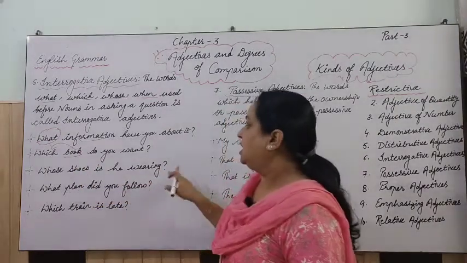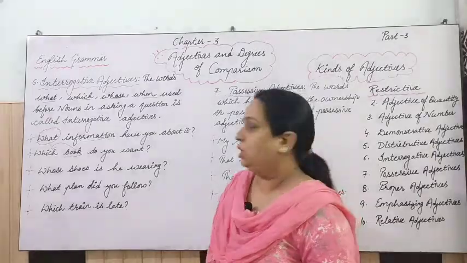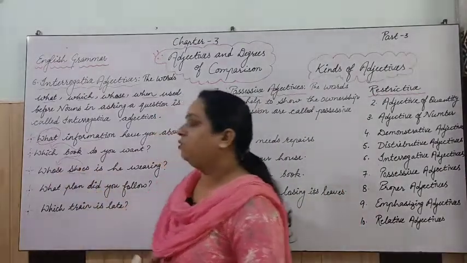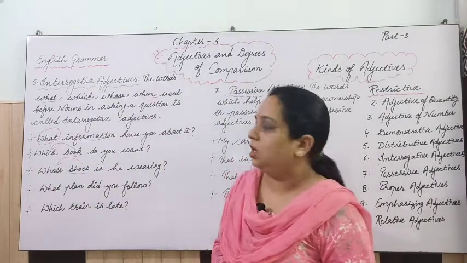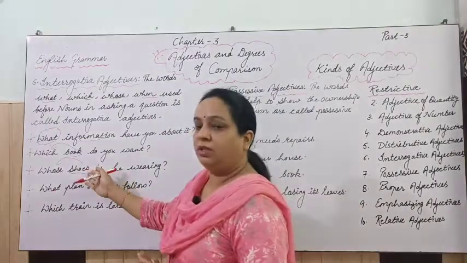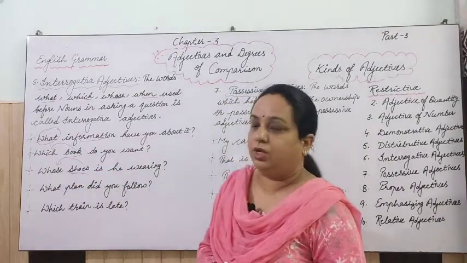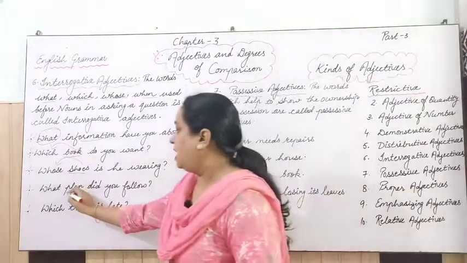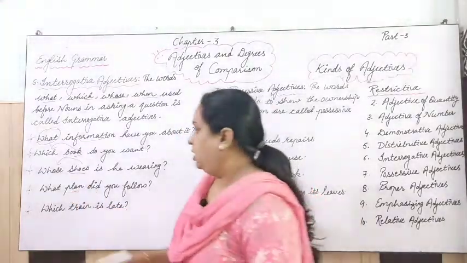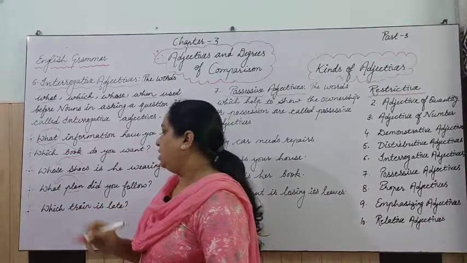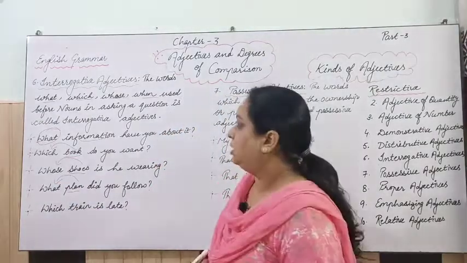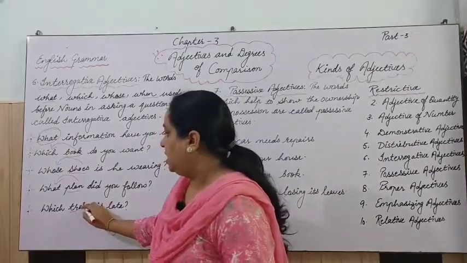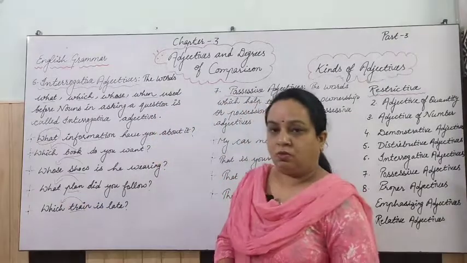Whose shoes is he wearing? Shoes is a noun here, and before that a WH family word, which is helping us to create a question, and after that there is a noun. So this is an interrogative adjective. What plan did you follow? Here plan is a noun, and this WH family word is an interrogative adjective. Which train is late? Here it is train, and before that which, right?